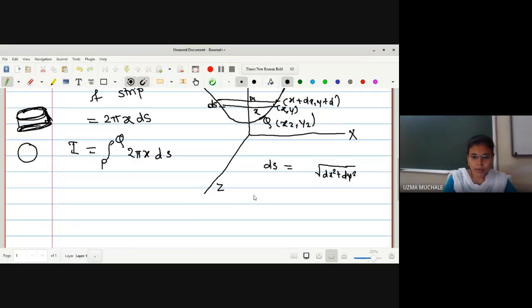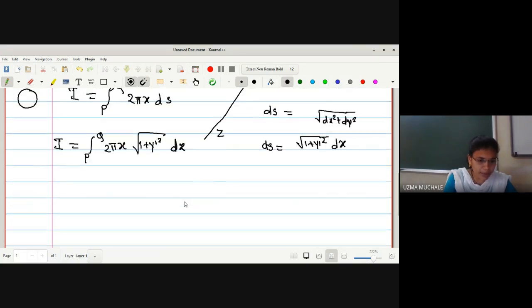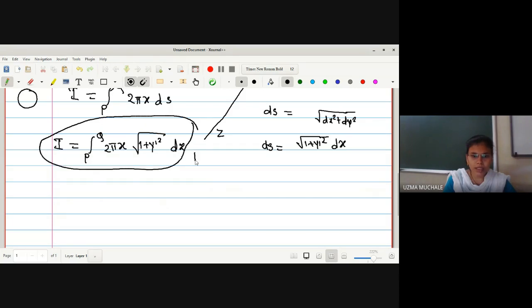Now I hope you have come across this. So ds is equal to, we have written, 1 plus y dash square by taking dx common, correct? So here let me write down the value of integration I equals integration from p to q of 2 pi x, where ds is nothing but under root of 1 plus y dash square dx. Okay. Now, can anyone tell me when this integral I will be extremum or minimum? As in this example, we will find the value of I to be minimum, right?